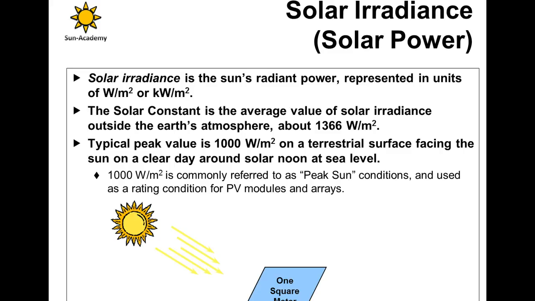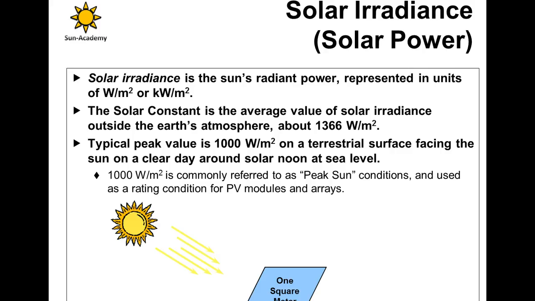Solar irradiance, or solar power. Solar irradiance is the sun's radiant power incident on a surface of unit area, commonly expressed in units of kilowatts per meter squared or watts per meter squared. The solar constant is the value of solar irradiance outside the Earth's atmosphere on a surface facing the sun's rays, which is about 1,366 watts per meter squared.